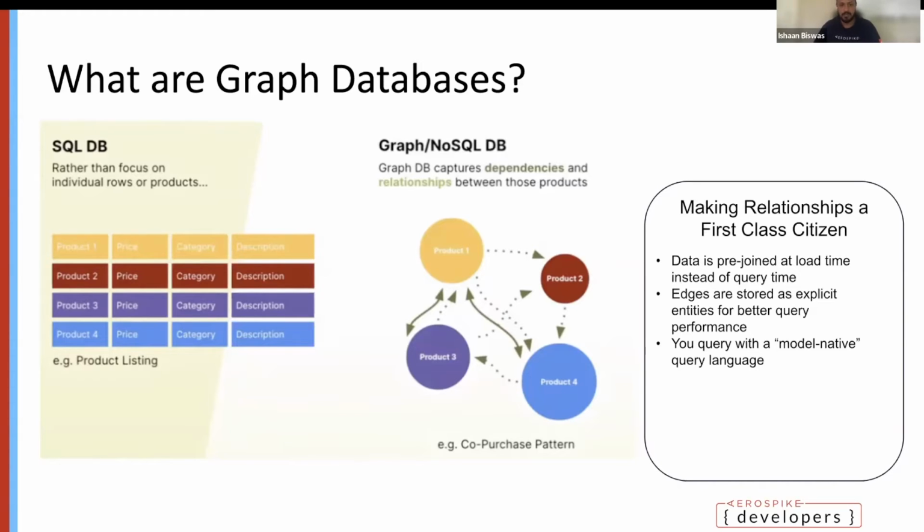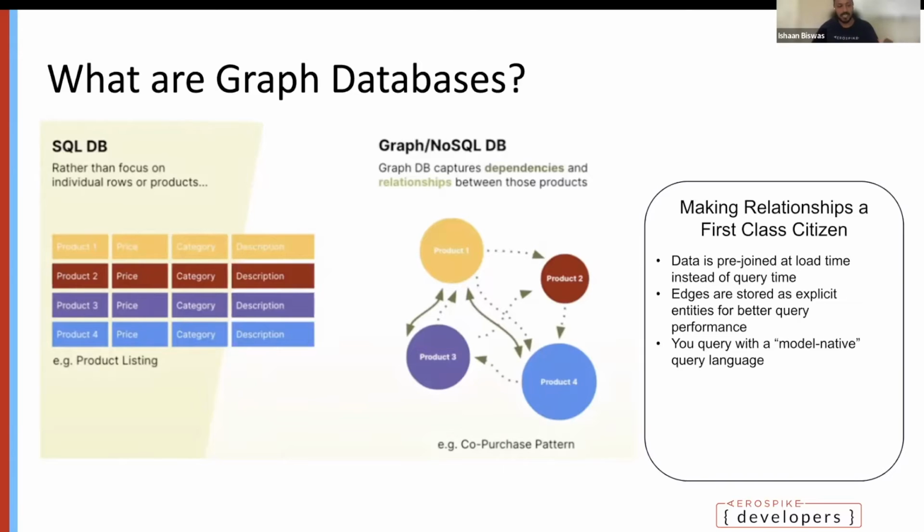Now, there are pros and cons of either approach. What we're doing here is providing you with as much information as possible so that you can make the choice for yourself. A graph database captures dependencies and relationships between the data points. And the key differentiator between a graph database and any other kind of database, whether it's a SQL database or a NoSQL database, is that relationships or edges are explicit entities that are stored in the data on the disk itself. So relationships are actually first-class citizens.